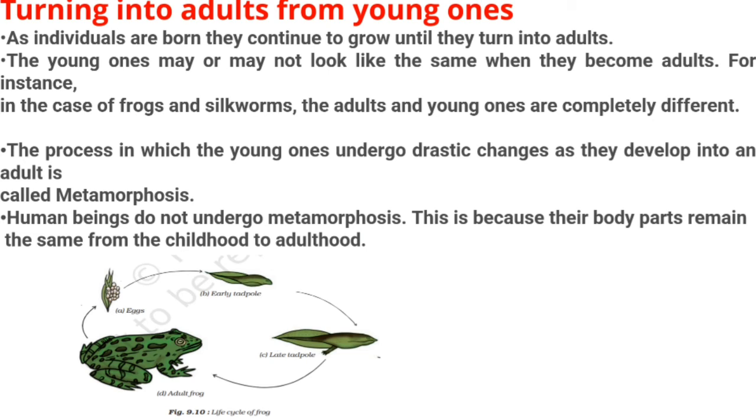Here is a diagram where you can see the life cycle of the frog. First the eggs, then it converts into an early tadpole, then late tadpole, and then finally into an adult frog.